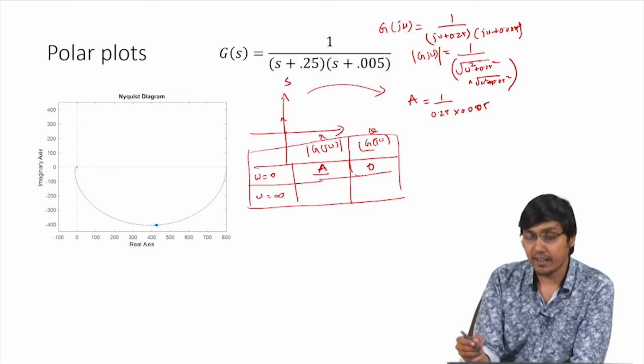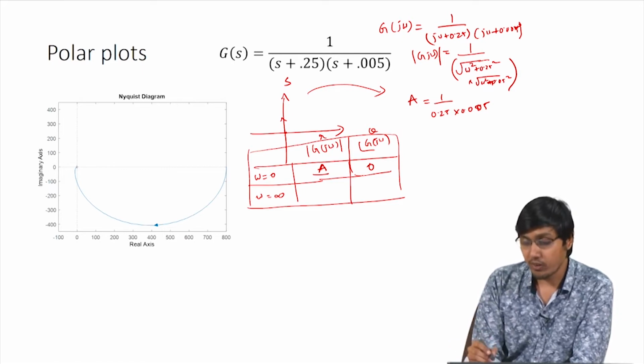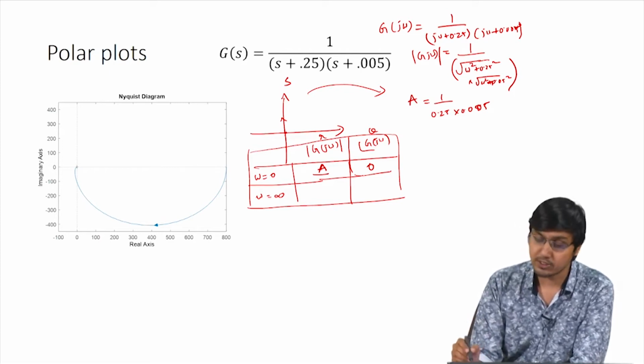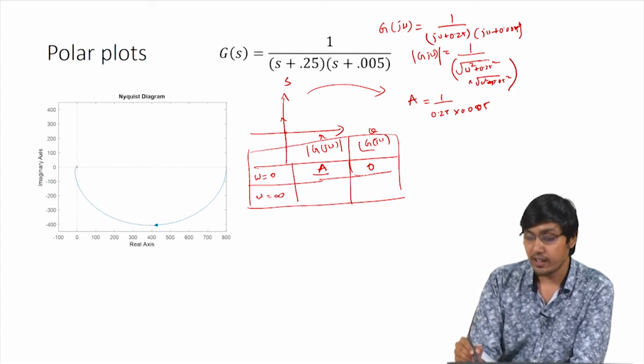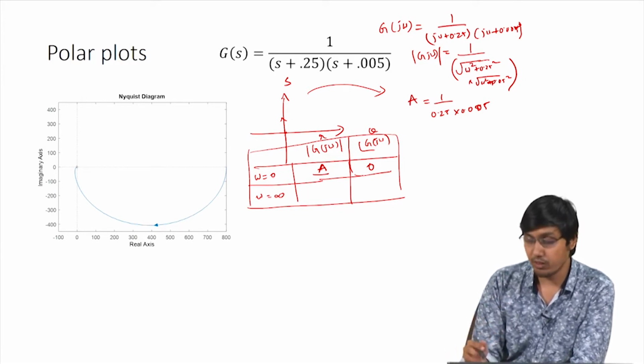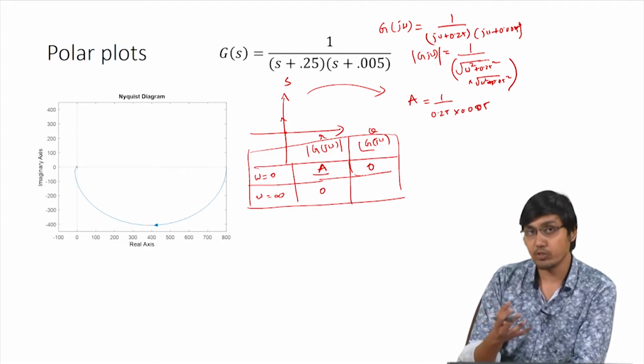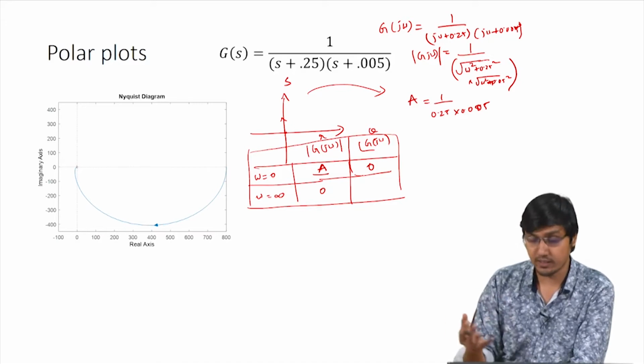And when we say omega equal to infinity, we take the same mod of g of j omega, and that is nothing but 1 by root of omega square plus 0.025 square into root of omega square plus 0.05 square. And if you substitute omega equal to infinity, it becomes 1 by infinity, which is nothing but 0. So the magnitude is 0 when the frequency is very high, infinity.